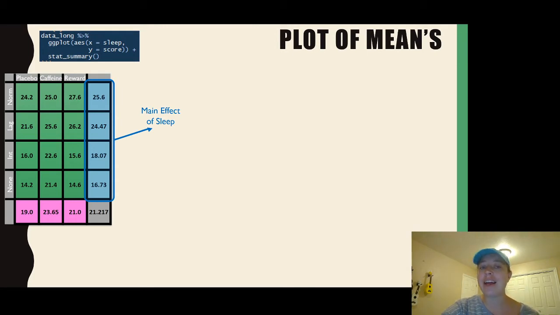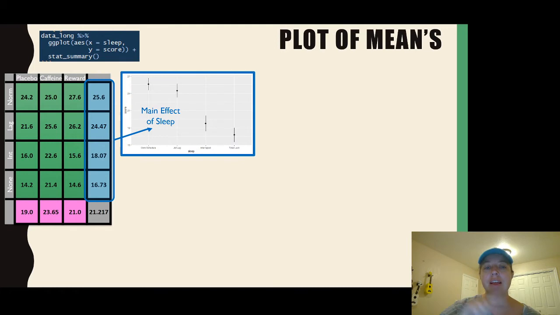Now this will give us not just the means, but also little error bars that are plus or minus the standard error for the mean. So I've taken my data set, piped it into ggplot, and on the x-axis, I'm going to have that category of sleep, our independent variable, just one of them, of sleep. And then on the y-axis, I'm going to have that continuous score, our dependent variable. And then the stat_summary command will give us a dot for each of those 4 means, and then little bars for the standard error, the mean.